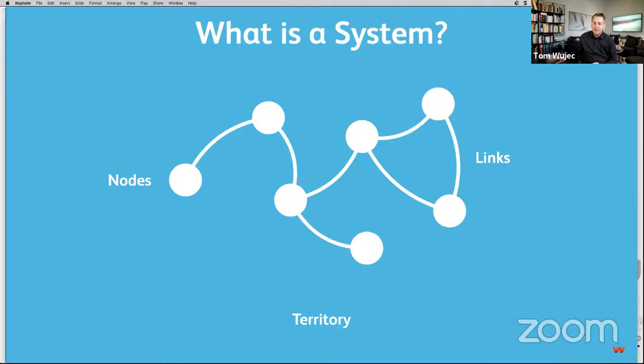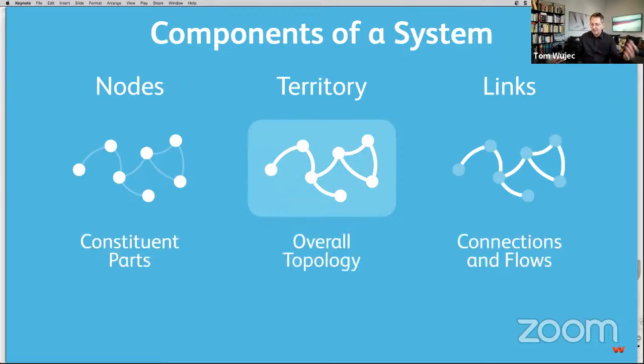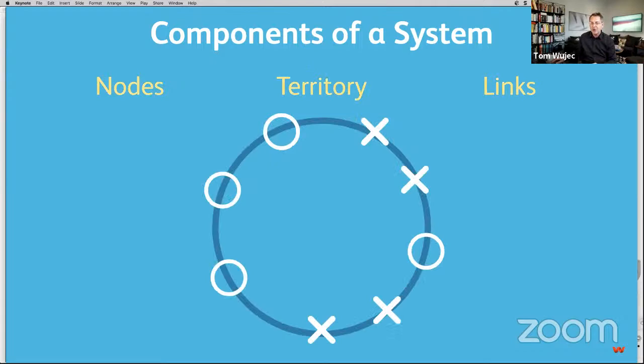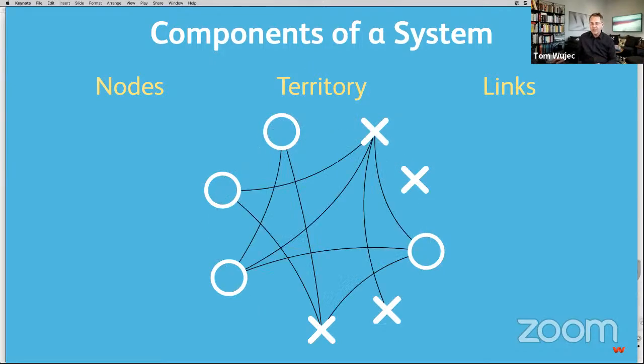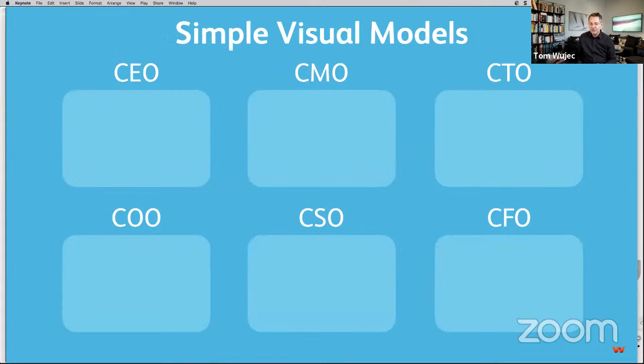Some of you are going to put it into the form of drawing a system with nodes, territories, and links, the constituent parts, into an overall structure or topology with connections and flows. Depending on how far you go, you may have a complete systems model, or you may do a starting systems model. Entirely up to you. But again, it's a way for you to shift the way that most of us have been trained in thinking, which is through equations and through verbal logic, into a visual logic.